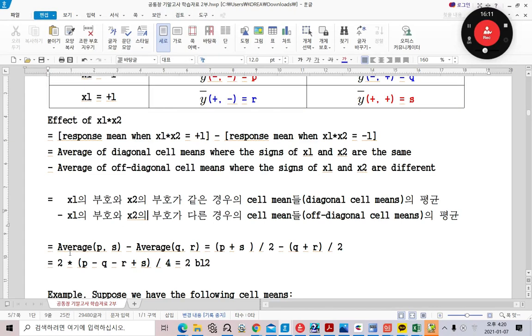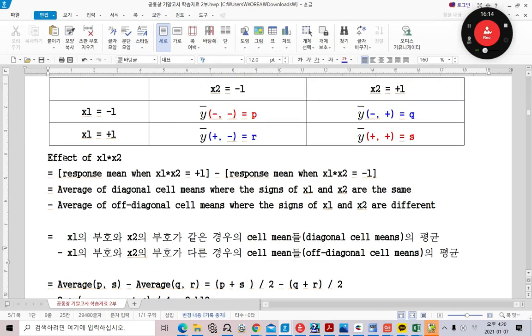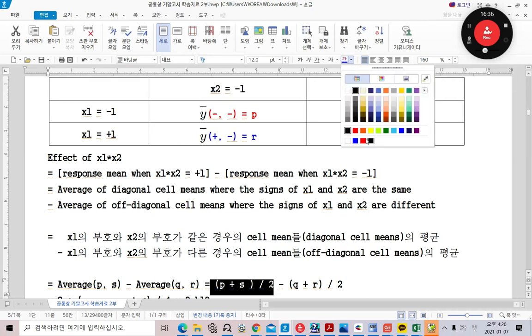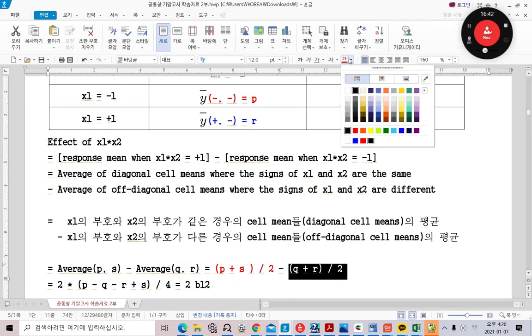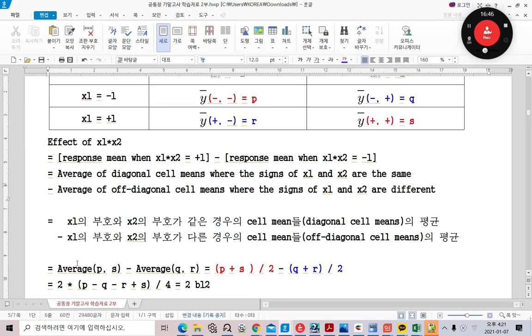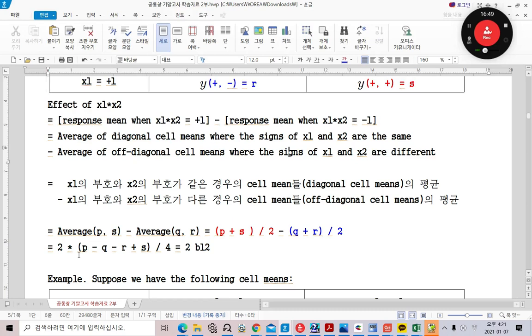Which equals average of P and S. Okay, look at the red cell means minus the average of Q and R, which are off-diagonal cell means, equal to P plus S divided by 2, minus Q plus R divided by 2, which is 2 times P minus Q minus R plus S divided by 4, which is 2 times B12.